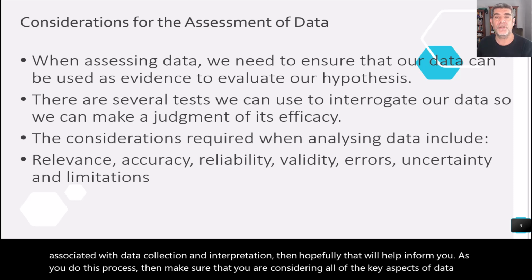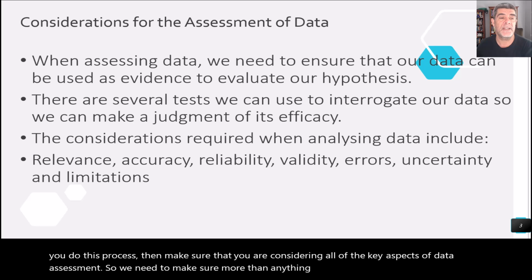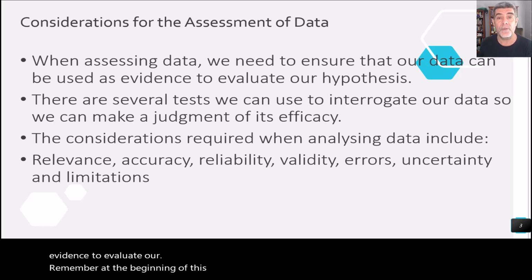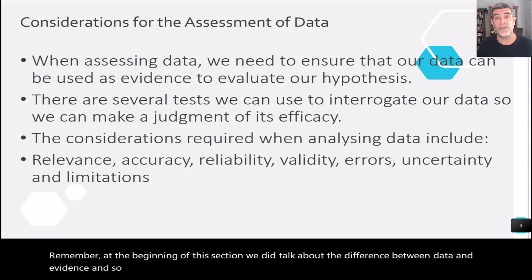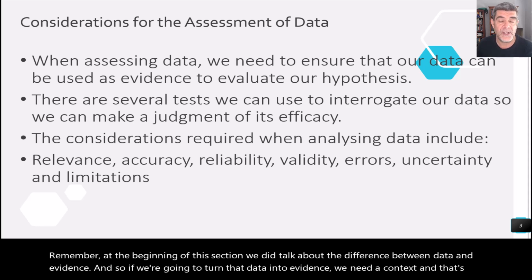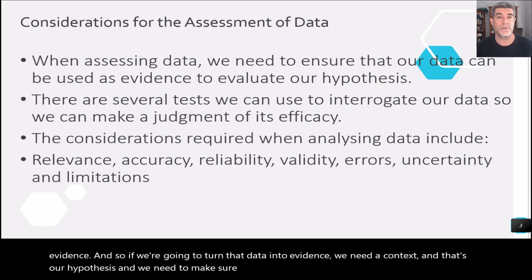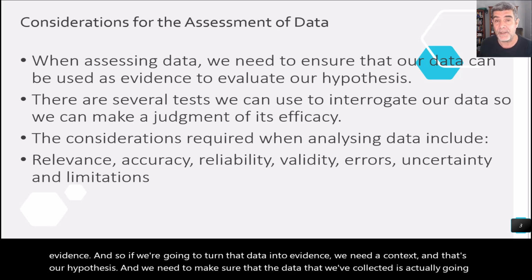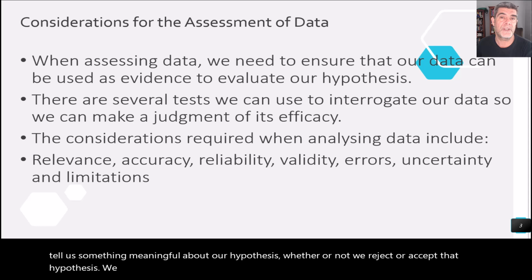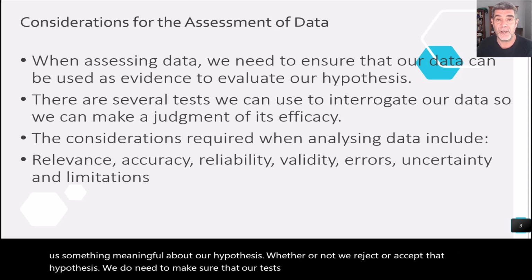So we need to make sure more than anything else that our data can be used as evidence to evaluate our hypothesis. Remember at the beginning of this section, we did talk about the difference between data and evidence. And so if we're going to turn that data into evidence, we need a context, and that's our hypothesis. And we need to make sure that the data that we've collected is actually going to tell us something meaningful about our hypothesis. Whether or not we reject or accept that hypothesis, we do need to make sure that our tests are legitimate and scientifically reasonable.